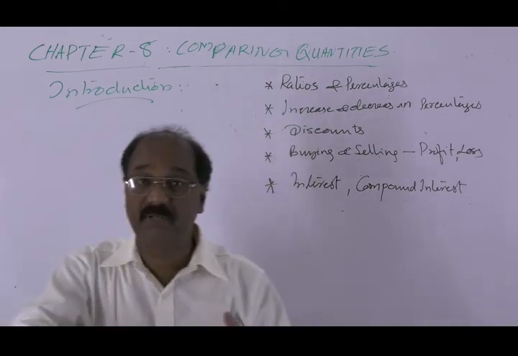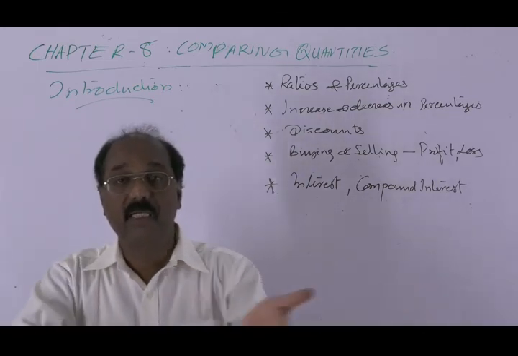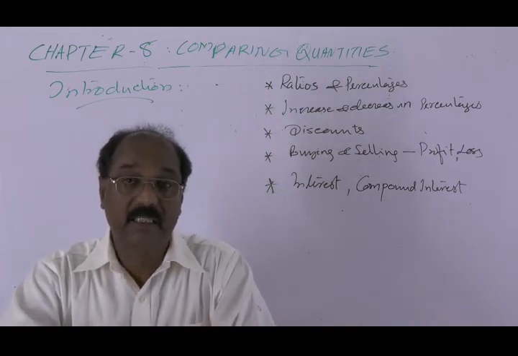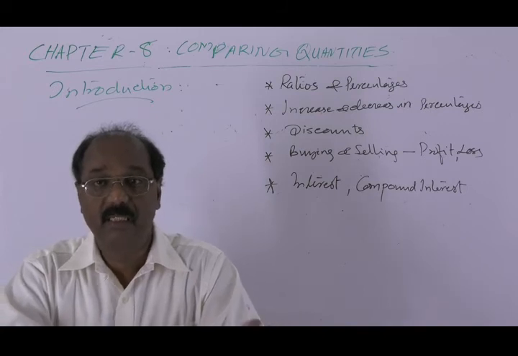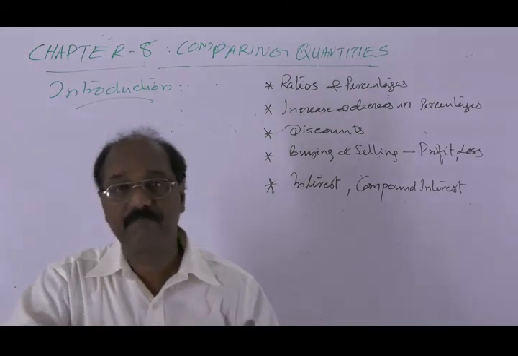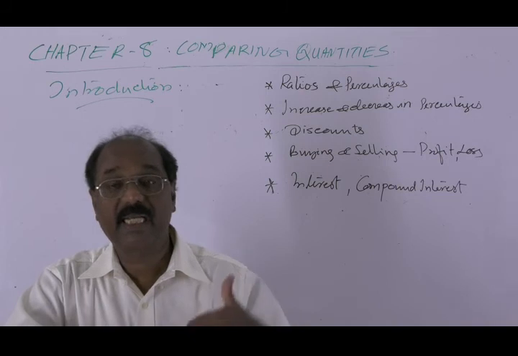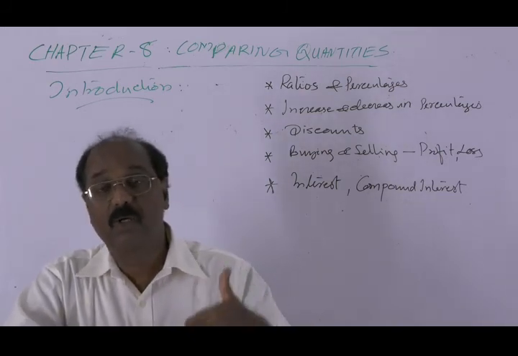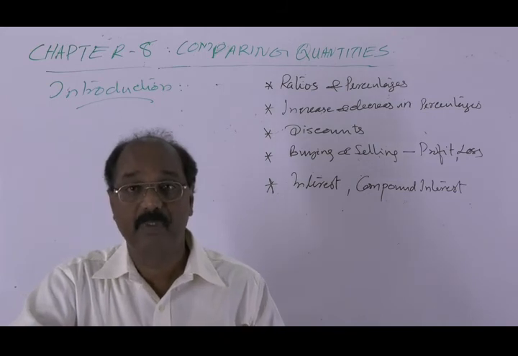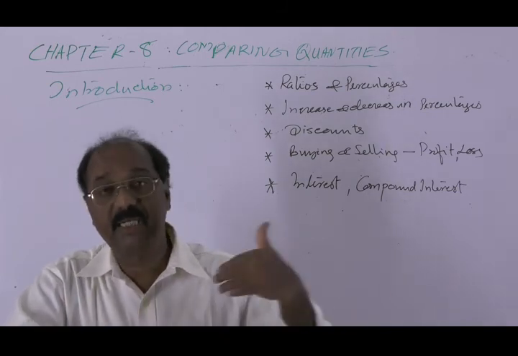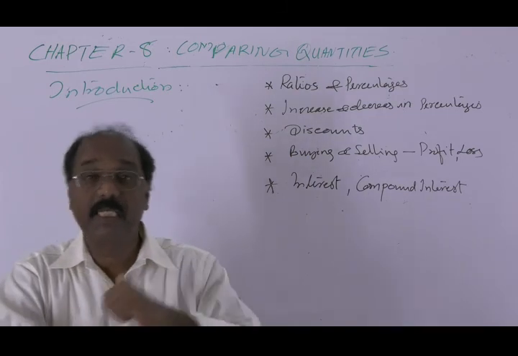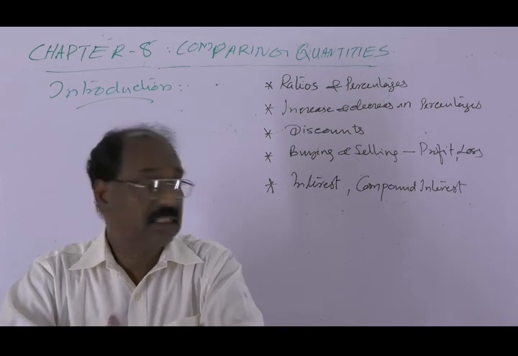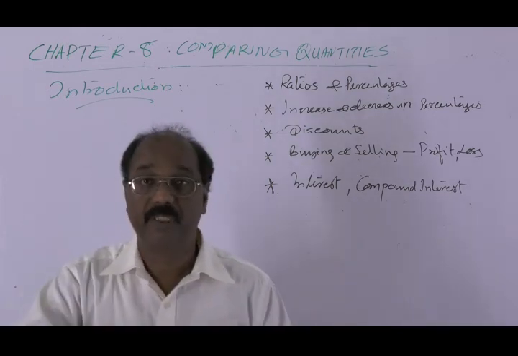Interest, compound interest, everything. Suppose we deposit a certain amount of money in the bank, we will get some interest. Those interests can be simple interest or compound interest. What is the rate at which this interest is given or obtained? Rate at which this compound interest is obtained? What is the difference between simple interest and compound interest obtained? So all these will be discussed in that topic.